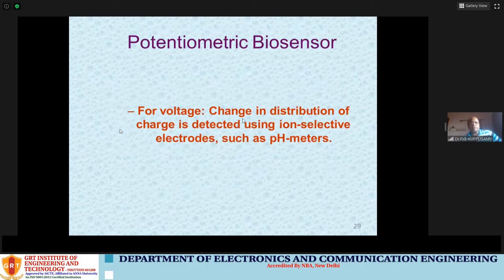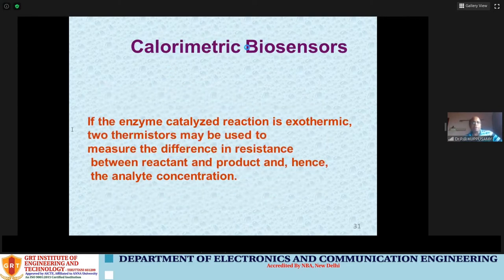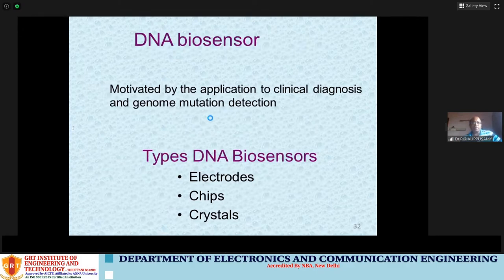Potentiometric biosensor. I already gave the definition: change in distribution of charge is detected using ion selective electrodes such as pH meters. Optical biosensor: already explained, based on light absorption and on photomultiplier devices and photodiode systems. Colorimetric: already given. DNA biosensor system: this can be operated with the help of the following types: electrodes, chips, and crystals.